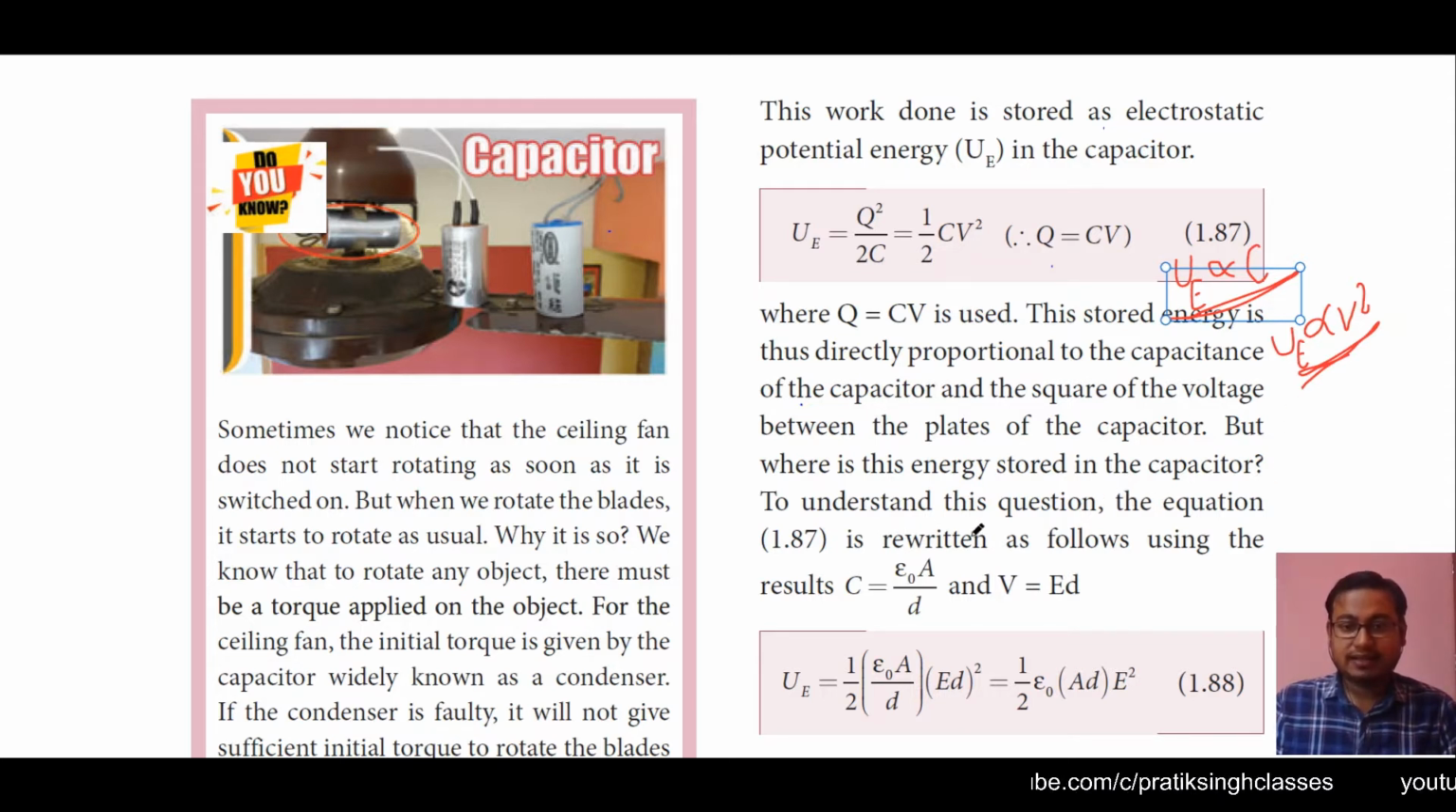To understand this question, equation 1.87, that is 1 by 2 CV square, is rewritten as follows, using the result C equal to epsilon naught A by D and V equal to E into D. In place of C in equation 1.87, substitute this value, and in place of V, substitute this value. This figure became too blurred, so let me erase some of the terms here for clear visualization. Just a moment.